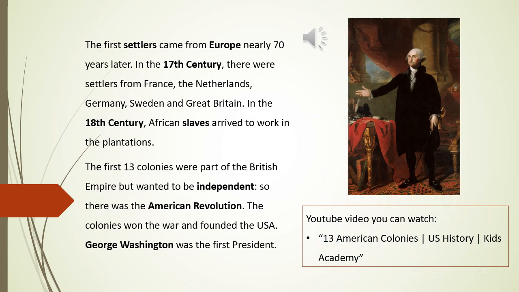The first settlers came from Europe nearly 70 years later. In the 17th century, there were settlers from France, the Netherlands, Germany, Sweden, and Great Britain. In the 18th century, African slaves arrived to work in the plantations.